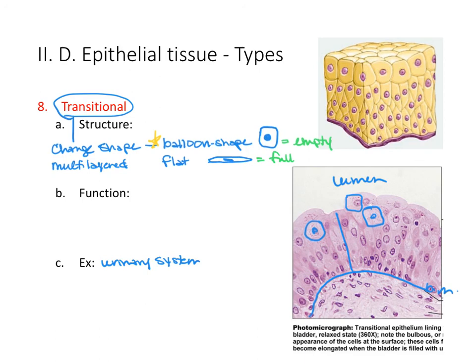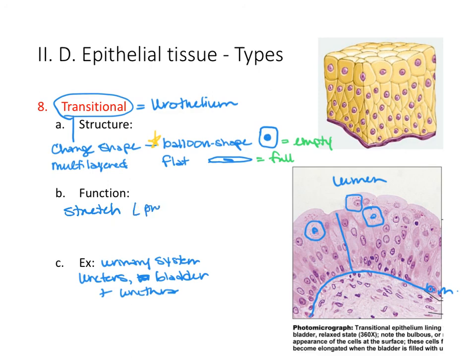So sometimes, we're going to find this stuff in your ureters and your bladder and your urethra. And so sometimes this stuff is also called urothelium because it's only found in the urinary system. The function here is basically to stretch. And so it's going to stretch in response to pressure, and that will give it more room so we can accommodate more urine volume.